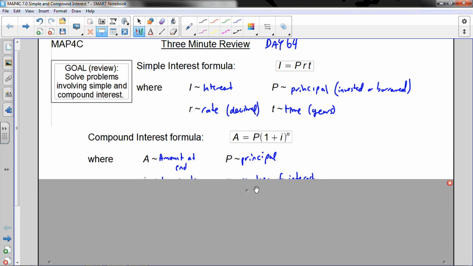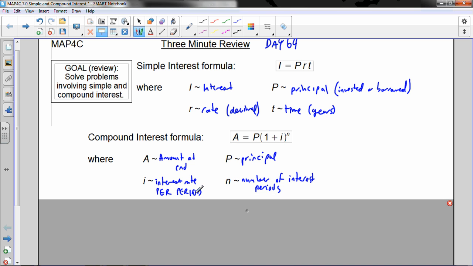So what do these things mean? A is the amount at the end. So after it's earned its interest, how much is left at the end. P is the principal, the amount that you invested or borrowed at the start. I is the interest rate per period, and N is the number of interest periods.